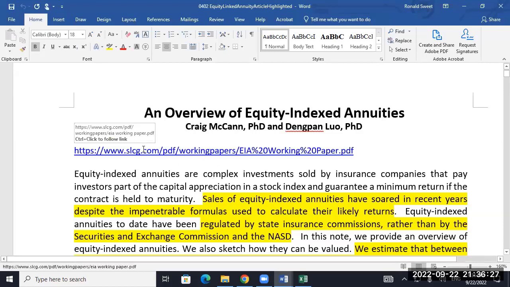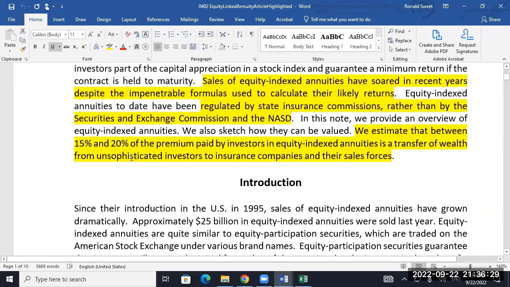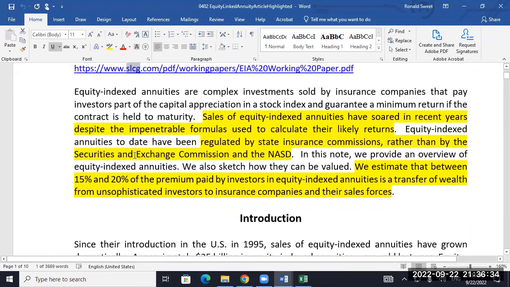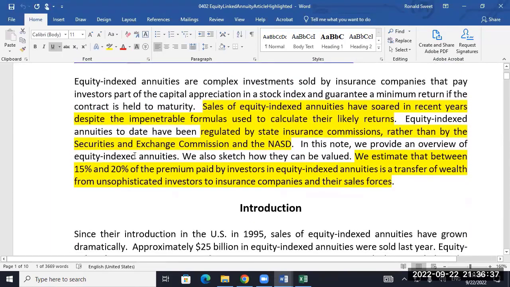I got this from the SLCG. I forget what that stands for, but it's in the footnote somewhere. It's an old paper, but trust me, it has not changed. I've seen these products recently, and it has not changed that much. At the time they wrote this article, equity annuities were a huge part of the insurance industry's profitability, and even bigger, a huge part of the commissions the sales reps were making. It's regulated by the states, not by the SEC.